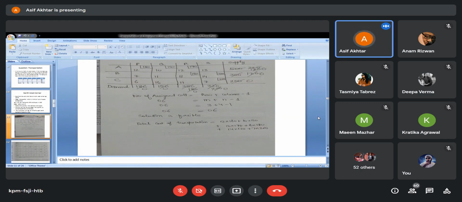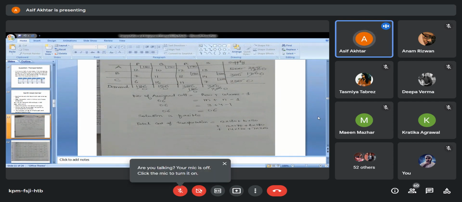Now, for that, we have to check one important thing. What is that rule? This solution is an initial feasible solution if the number of assigned cells is equal to rows plus columns minus 1. So the number of assigned cells in our problem is 6, and we have 3 rows and 4 columns, so 3 plus 4 minus 1 is 6. That means left hand side equals right hand side, and that makes the solution feasible.